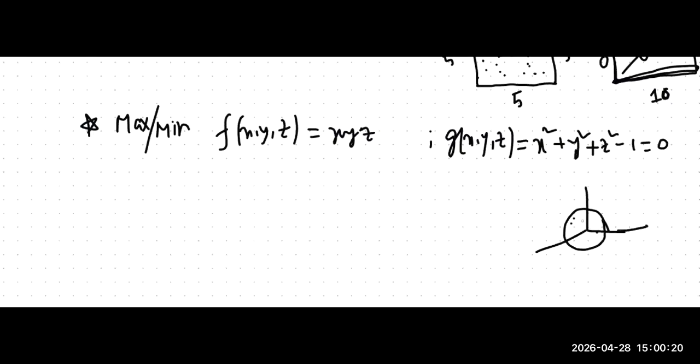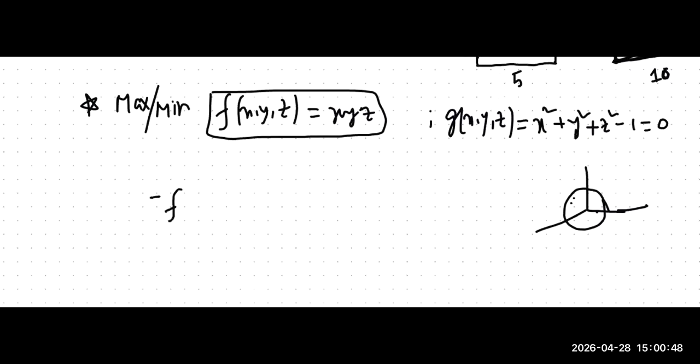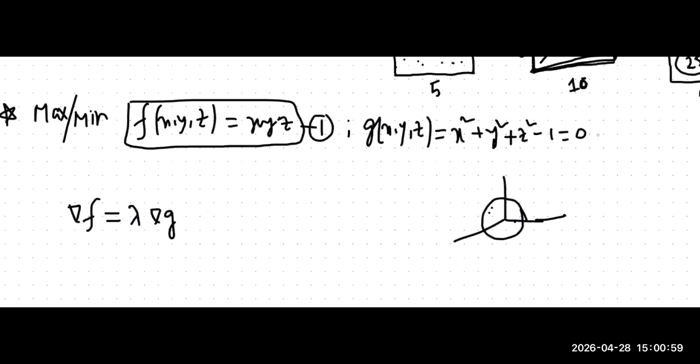So for which values of x, y, z on the sphere, for which functional value of f of x, y, z is maximum, and also for which value or values on the sphere functional value is minimum. This is the question. So according to Lagrange theorem, in this case আমরা আবারও Lagrange theorem এ যাব, gradient of f is equal to lambda times gradient of g. So let's say function is our equation number 1 and constraint is equation number 2.